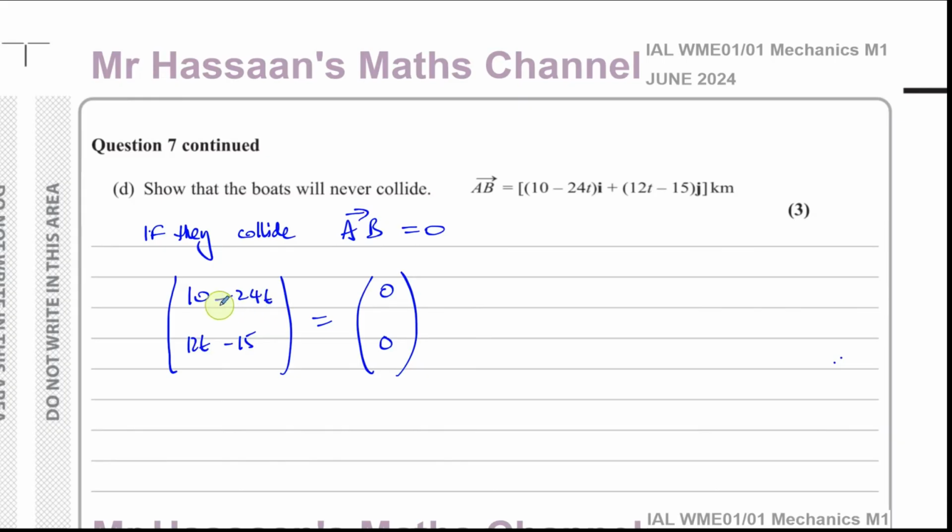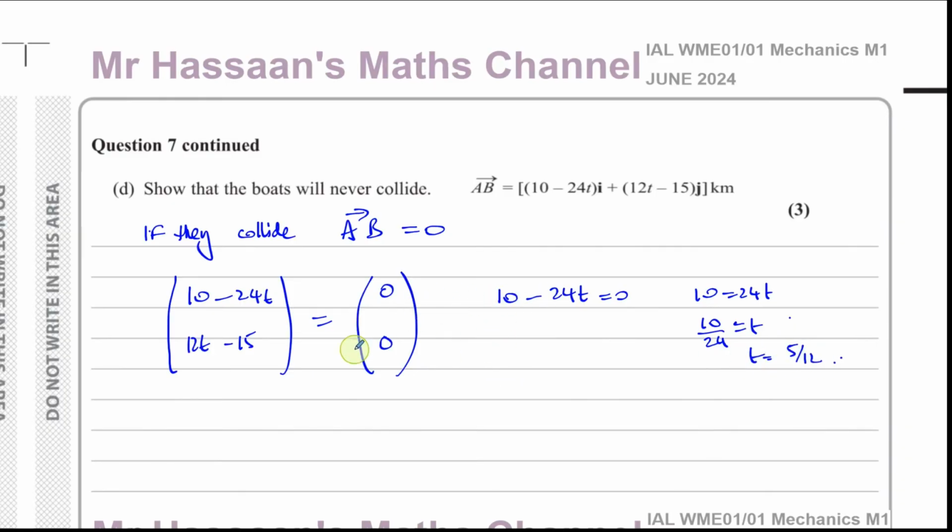If the value of t that makes this 0 is the same value as t that makes that 0, they're going to collide. But if the value of t that makes this 0 is different from the value of t that makes that 0, then they won't collide, because the values of t have to be the same for them to be in the same place at the same time. So if we solve this first equation, 10 minus 24t equals 0, then we have 10 equals 24t. So we end up with 10 over 24 is equal to t. So t is equal to 5 over 12.